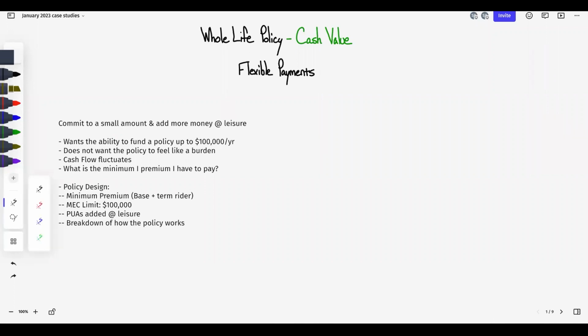Specifically, what he wants to do is as follows. He wants the ability to fund up to $100,000 per year, but he does not want the policy to feel like a burden. Key word right there. His cash flow fluctuates quite a bit. This is very common among business owners and real estate investors.